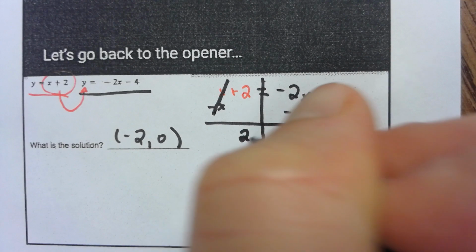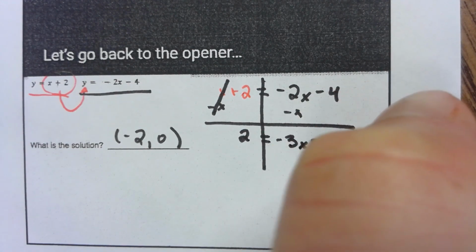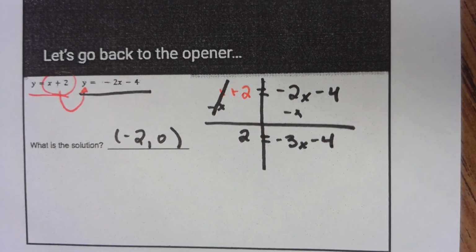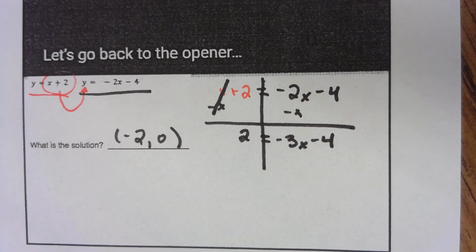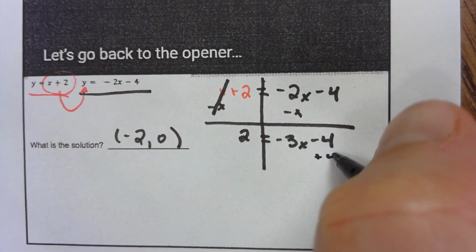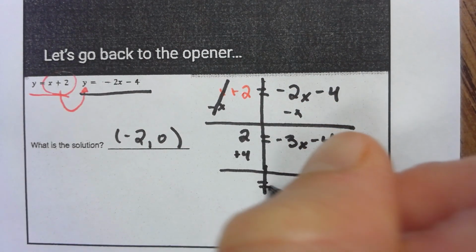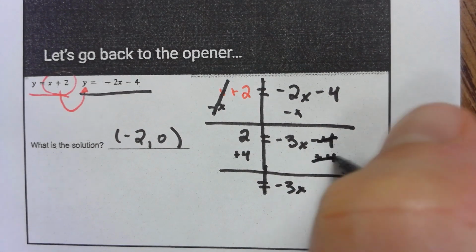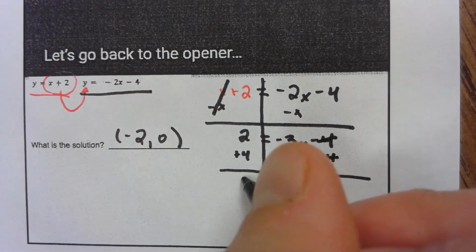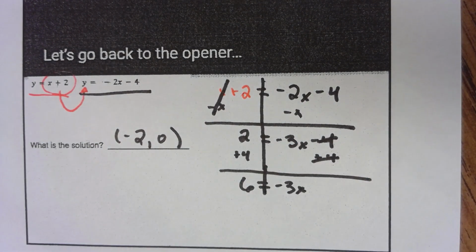So that gives me 2 equals negative 3x minus 4. And then since I have my x's on the right side, I'm going to add the numbers to the left side. So I'm going to add this 4. So I have negative 3x, negative 4 and 4 goes away. 2 plus 4 is 6. So I get 6 equals negative 3x.